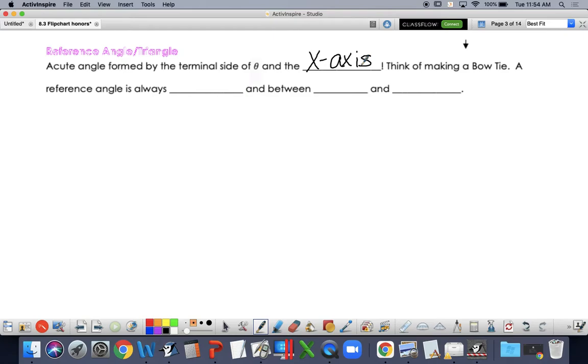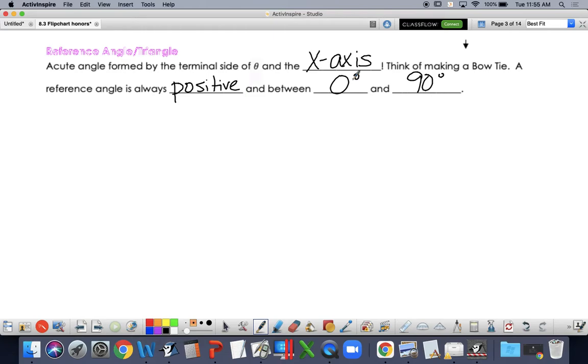In your notes, does it have this next fill in the blank here? Okay, good. I want to make sure. So a reference angle is always a positive number. And it's always going to be between 0 and 90 degrees.